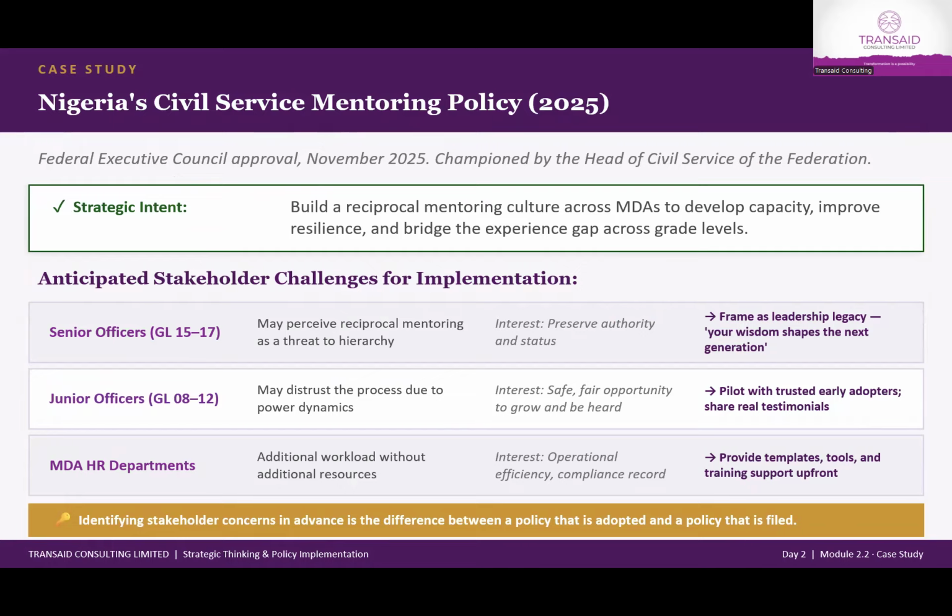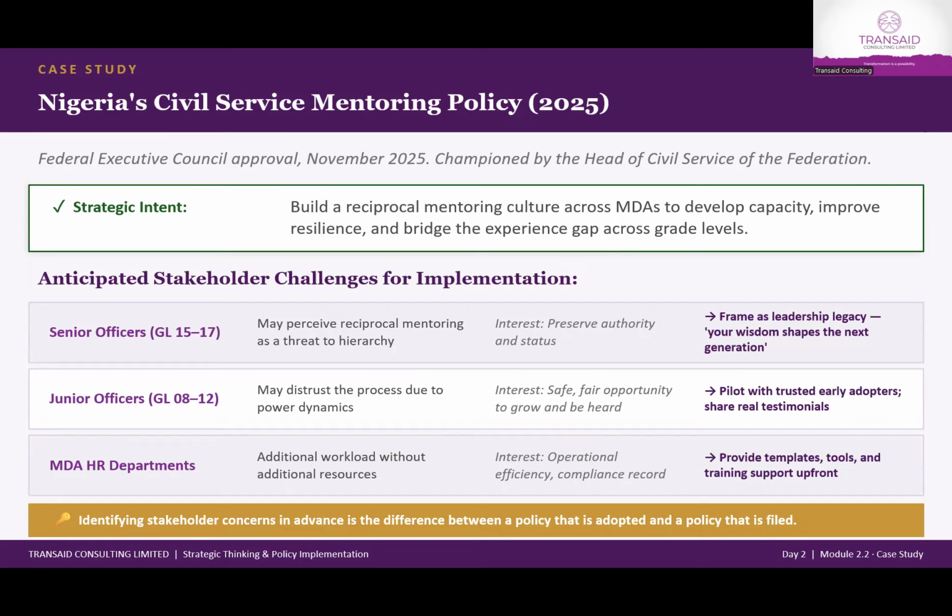So let's look at a case study. The Nigerian Civil Service Mentoring Policy was approved by the Federal Executive Council, I think on the 9th of November 2025. What was the strategic intent? Build a reciprocal mentoring culture across MDAs to develop capacity, improve resilience, and bridge the experience gap across grade levels. And when we talk about grade levels, we are looking at it in terms of generations.